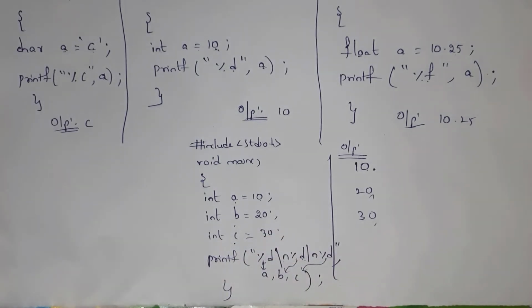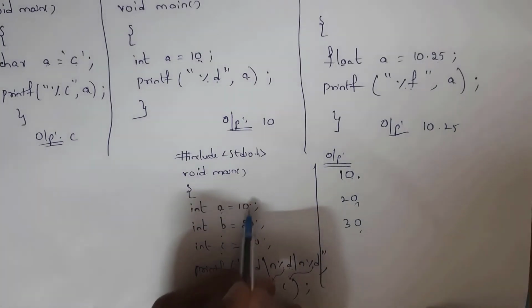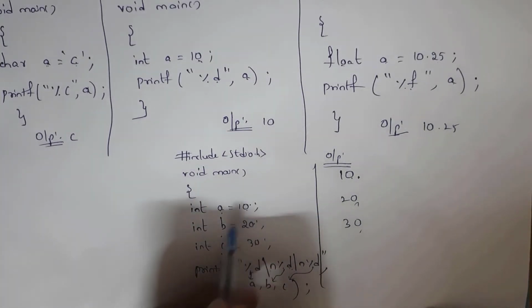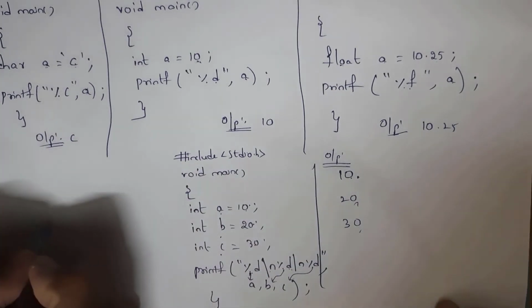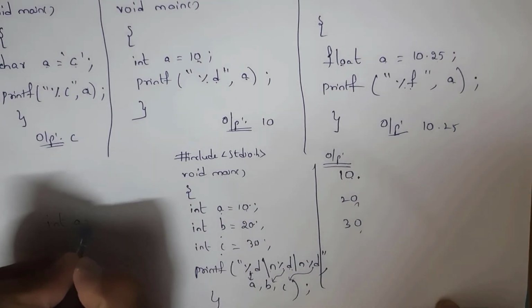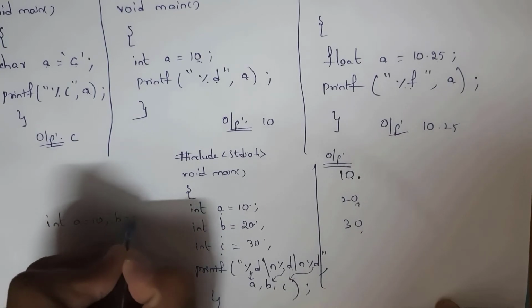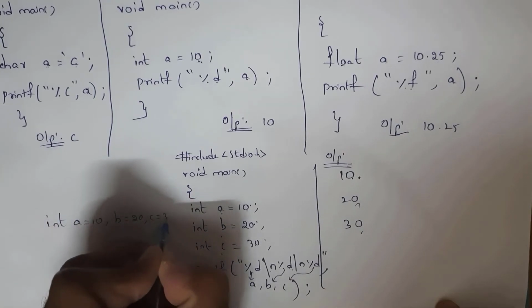Whenever you execute this program, then you will get output as 10, 20, 30. Guys, these 10, 20, 30, these 3 are of similar data type, that is int. So instead of writing like this, you can also write like this: int a equal to 10, comma, b equal to 20, comma, c equal to 30, semicolon.